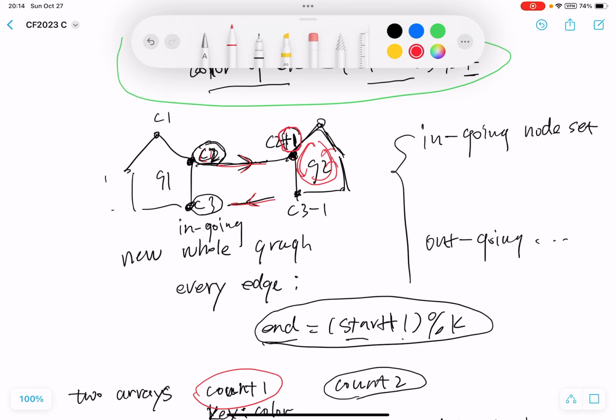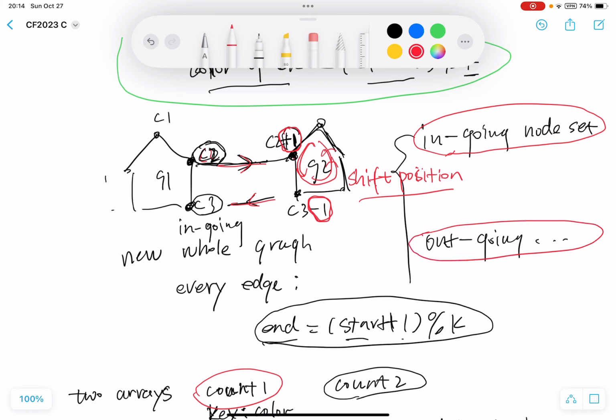But for the C3, the outgoing node on the graph 2 should be -1. That means the shift position for ingoing node set and outgoing node set will be somewhat different. Actually, the difference of shift position, which can also be called shift distance, will be 2 because there is +1 and there is -1.